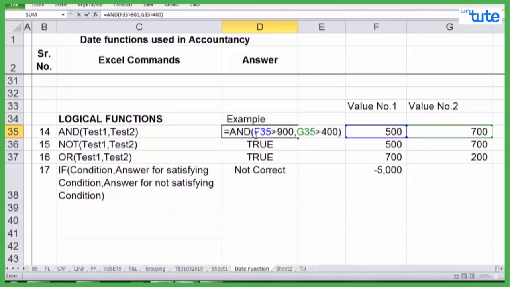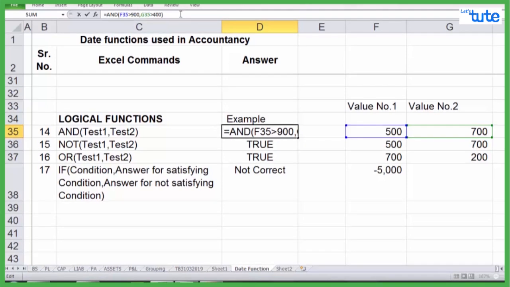So now we will explain. Is F35 greater than 900, is this condition satisfied? The answer is no, because 500 is not greater than 900, so this condition is not satisfied. But yes, the second condition is satisfied. G35 is 700, greater than sign 400, bracket close. So your answer becomes false because both the conditions are not satisfied. Clear? Both the conditions are not satisfied.